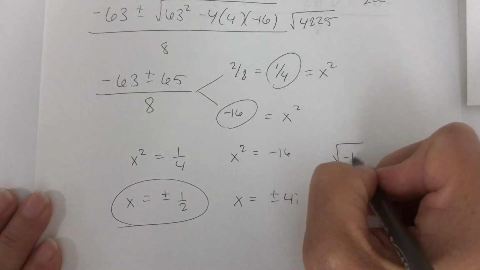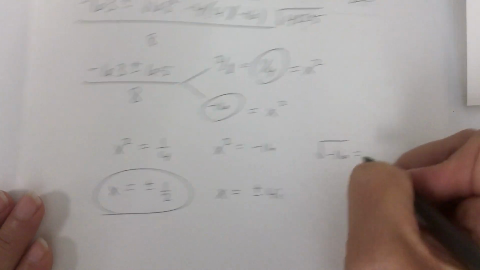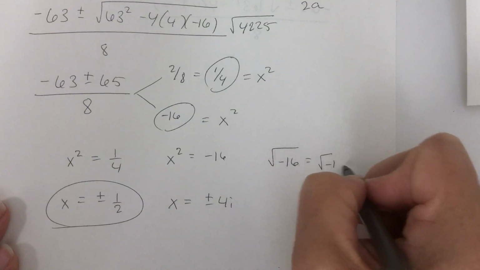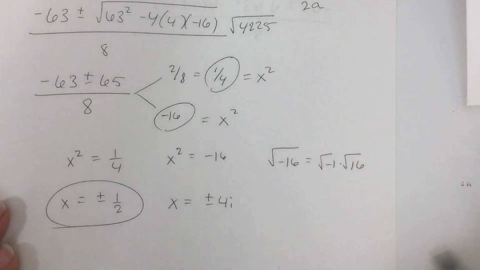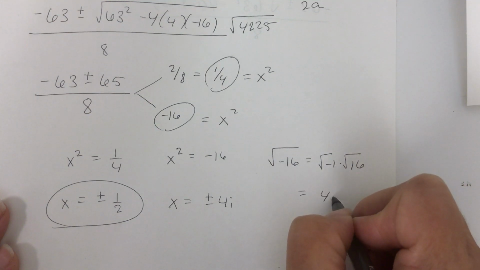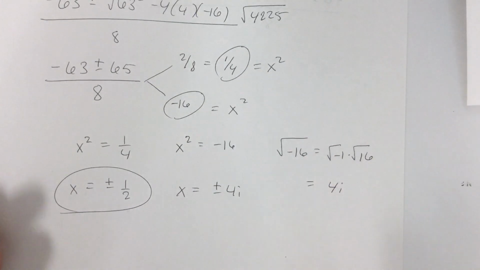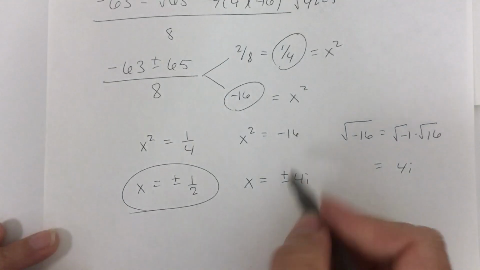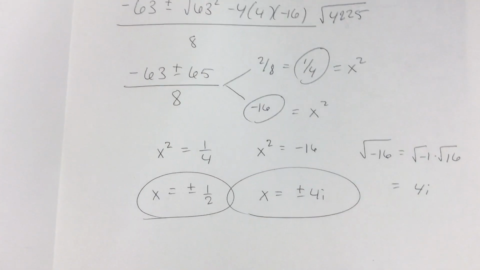Remember, if you have the square root of negative 16, that's equal to the square root of negative 1 times the square root of 16. Square root of 16 is 4. The square root of negative 1 is i. And then you've got a plus and minus in the front of it. So that's how you work those.